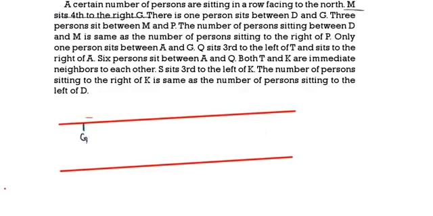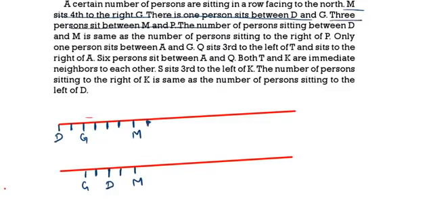So here you write down G. M is fourth: 2, 3, 4. Here also 1, 2, 3, 4. M is fourth to the right of G. There is only one person between D and G. That we will take to the left side. Here we will take to the right side. Then there are three persons between M and P. See, these are the three persons.